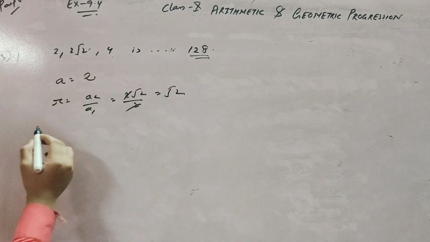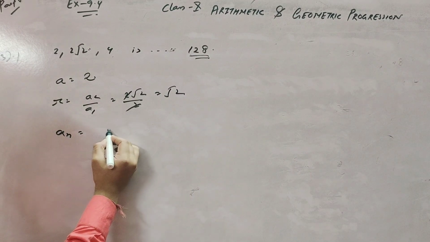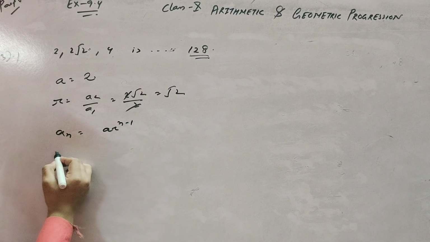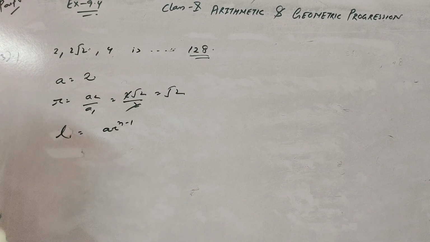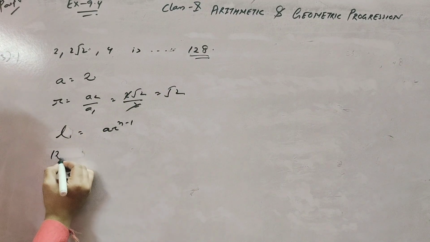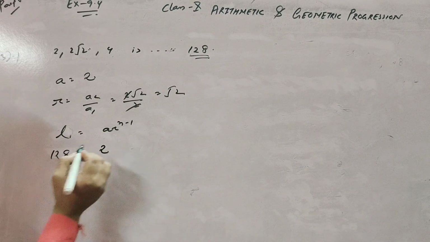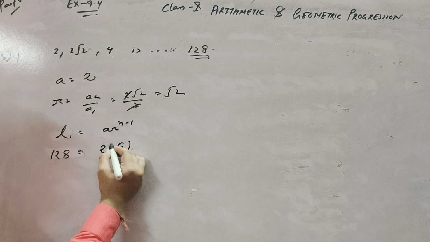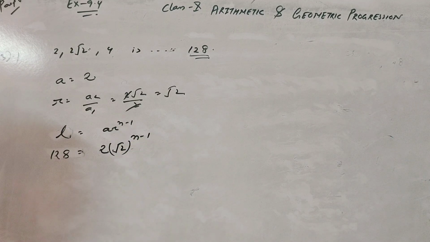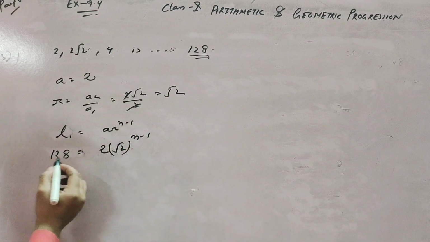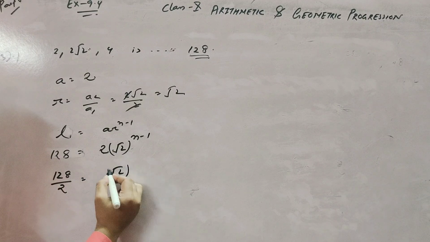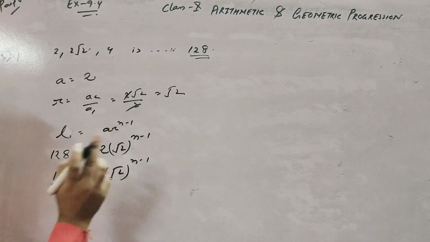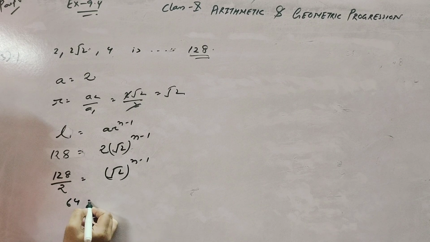Then the general term a r^(n-1), a n, sorry, we use the last term because we have the last term, so l. In place of l we write 128, in place of a we write 2, r is root 2. We don't know n minus 1 because we don't know which term n is. So 128 divided by 2 root 2 equals root 2 to the power n minus 1, this cancels, that is 64.